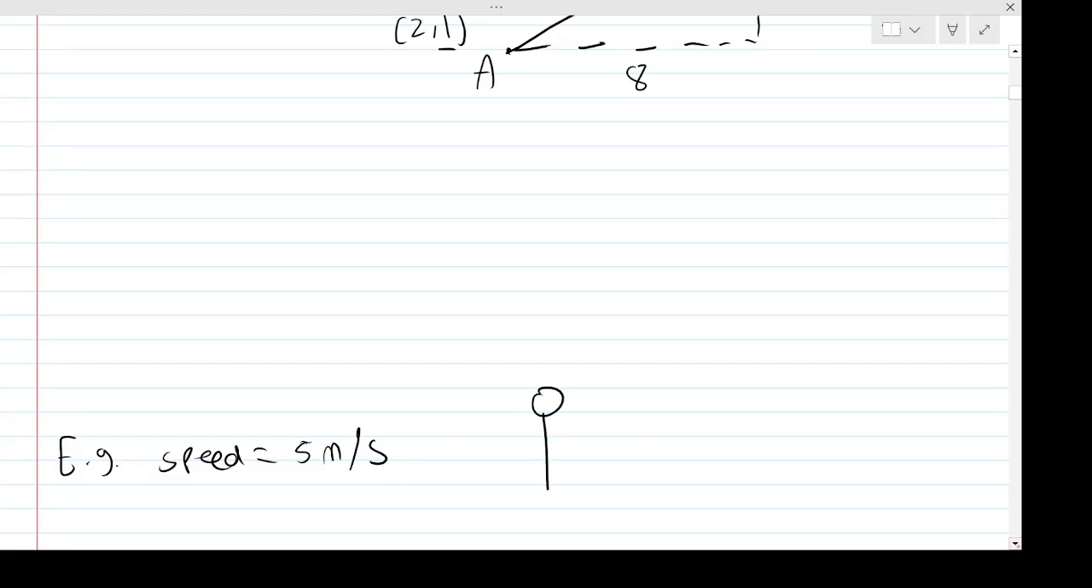So let's say there's someone here starting here, and then after 1 second, the speed of 5 meters per second tells me they move 5 meters, okay?